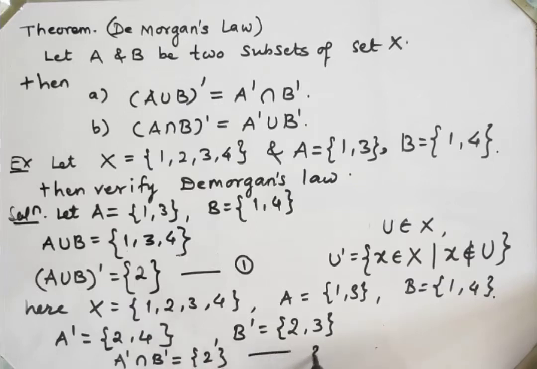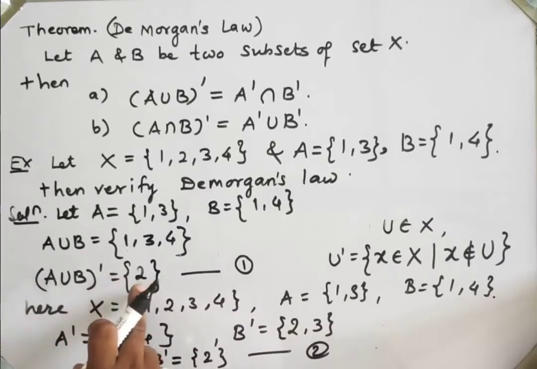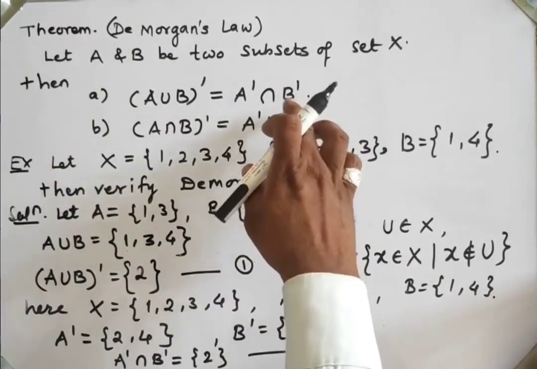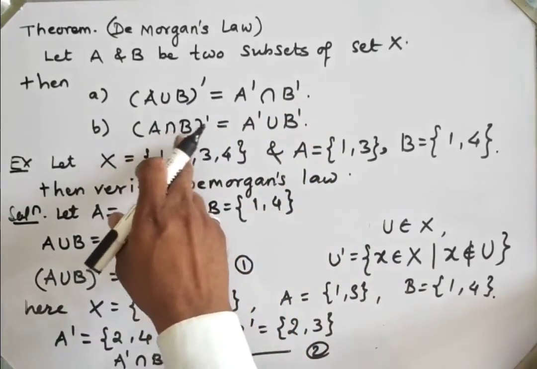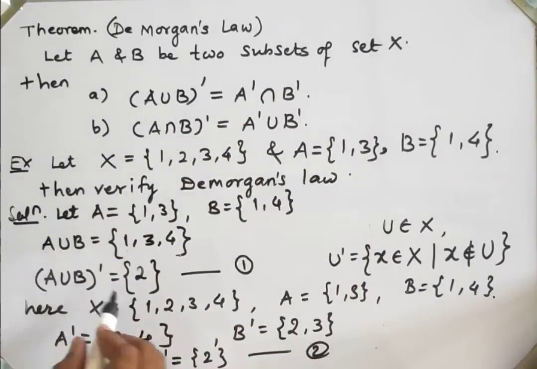So this is equation number 2. What we get here is that A union B complement is the singleton element 2, and A complement intersection B complement is again the singleton element 2. So from equation 1 and 2 we say that A union B complement is the same as A complement intersection B complement. Now the first property is verified.